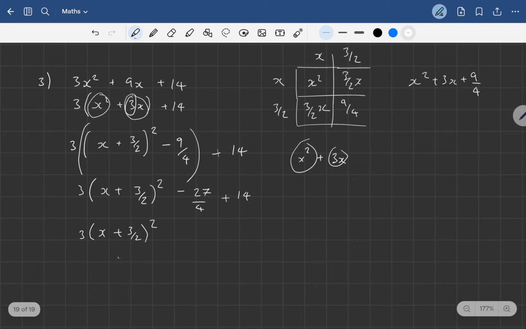What is 14 minus 9 over 4? So 14 times 4 is 56. 56 over 4, minus 9 over 4. And 56 minus 27 is 29. Yep, 29 over 4. And there we have it. This is the form of a(x plus b) squared plus c. Okay?